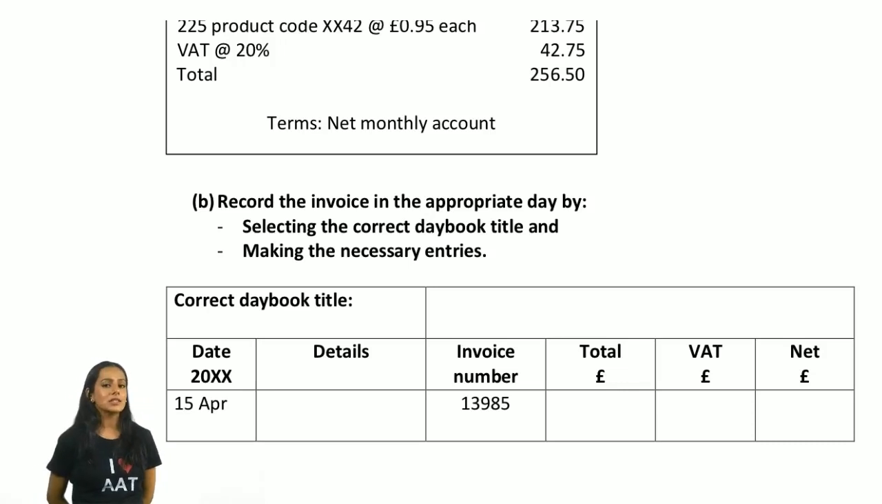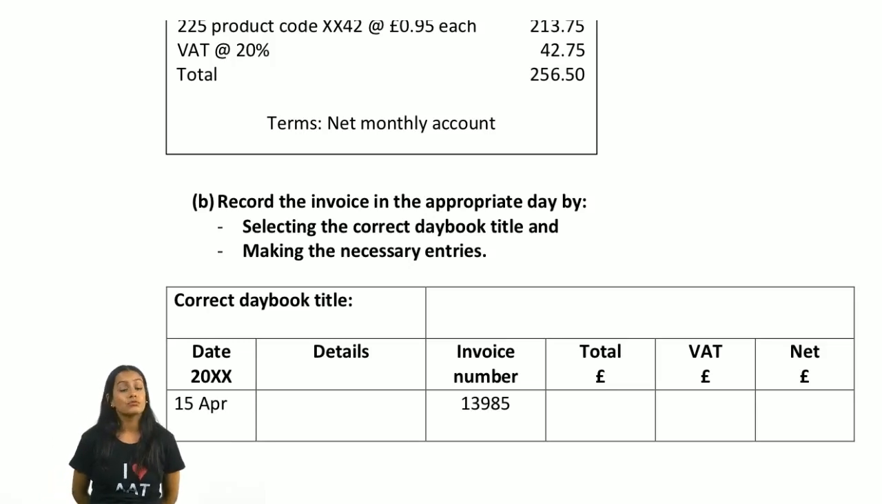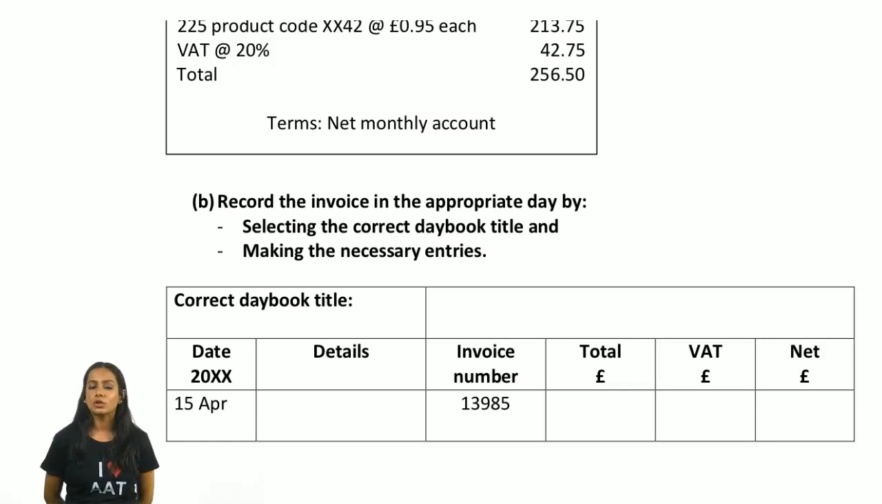So the examiner is testing you on your knowledge of the books of prime entry. Do you know the names of the important books of prime entry that you could be dealing with in your syllabus? You could have the sales daybook, which records invoices that we send to credit customers. Then we've got the sales returns daybook, which records any credit notes that we have sent to our credit customers. The purchases daybook records the invoices that we received from my credit suppliers, and the purchases returns daybook records any credit notes received from my credit suppliers.